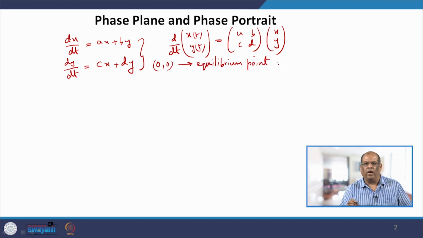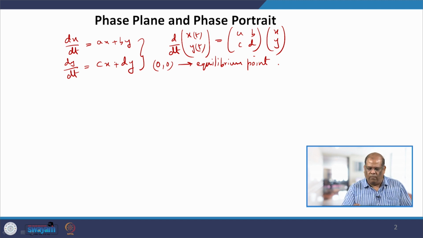So, you must be wondering why we are doing all the analysis with 0, 0 only. If it is not 0, 0, you can obviously change the origin to 0, 0 and do all the analysis. Hence 0, 0 is always taken here, and also in this particular case you can see that 0, 0 satisfies this differential equation.